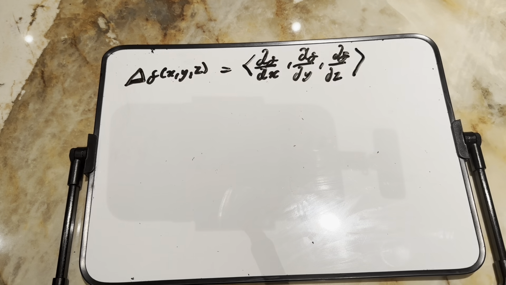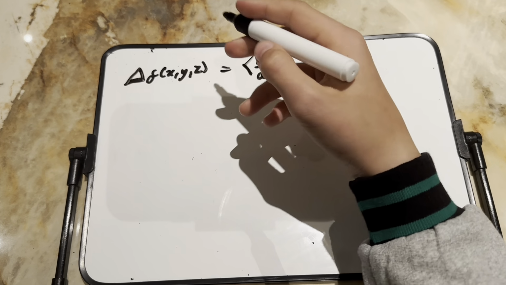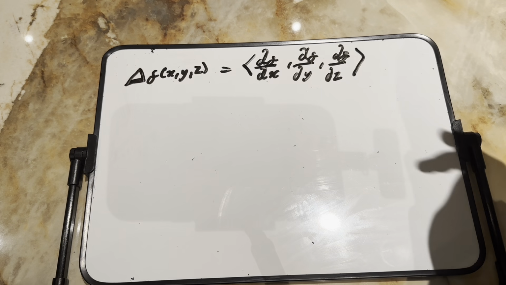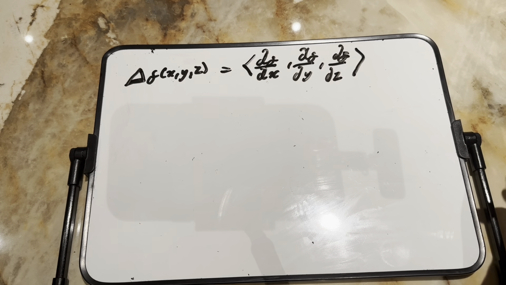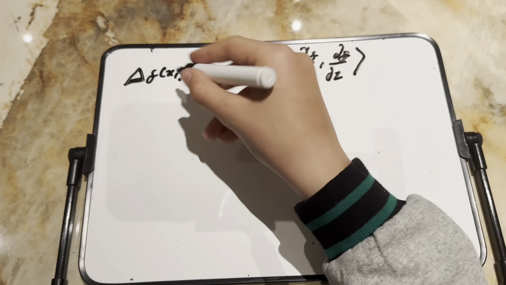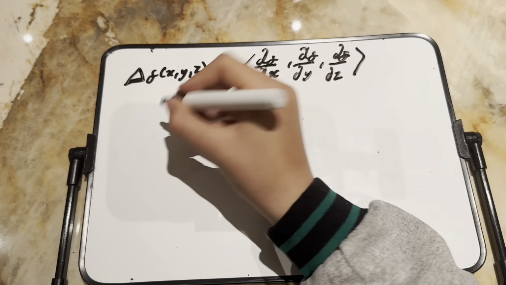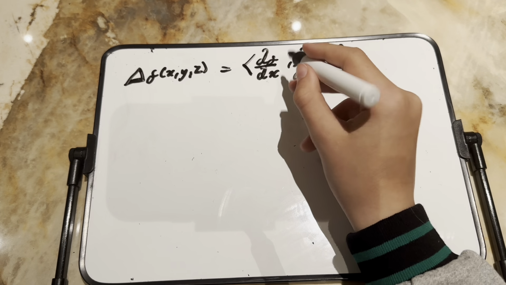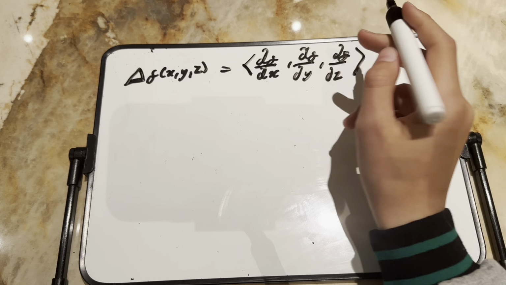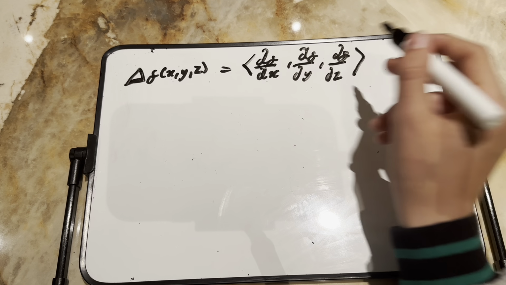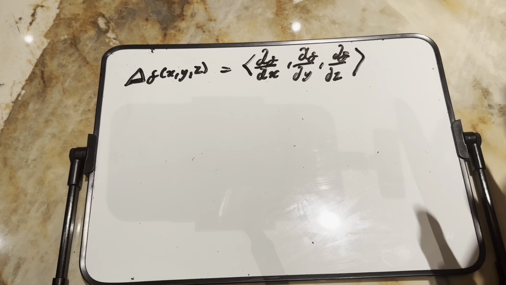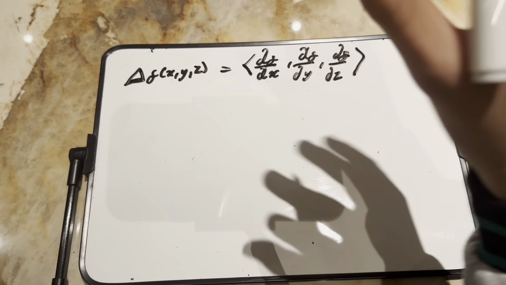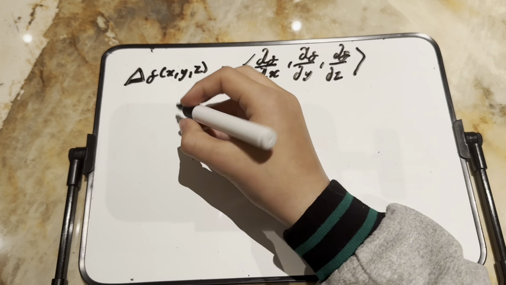Well, believe it or not, the gradient of any function f of x, comma y, comma z, a 3D function, would be a vector: the partial derivative with respect to x, comma the partial derivative with respect to y, comma the partial derivative with respect to z. And you might be wondering, well, that doesn't make sense, but intuitively it does.